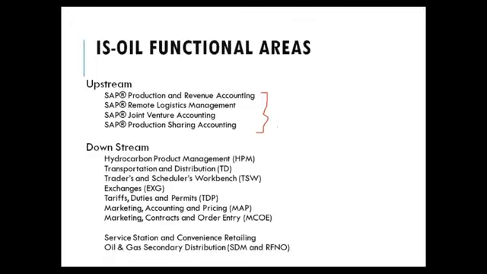Production and revenue. As we know, oil and gas fields are not developed by only one company. They generally form a consortium, right? BP, Shell, ExxonMobil, these three companies form, or Saudi Aramco with some companies form a joint venture, right?